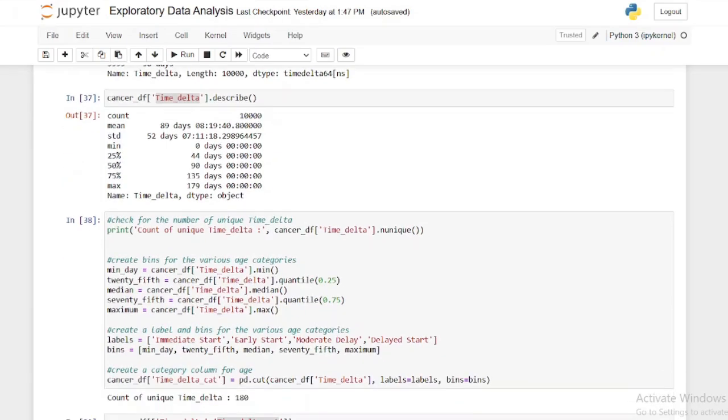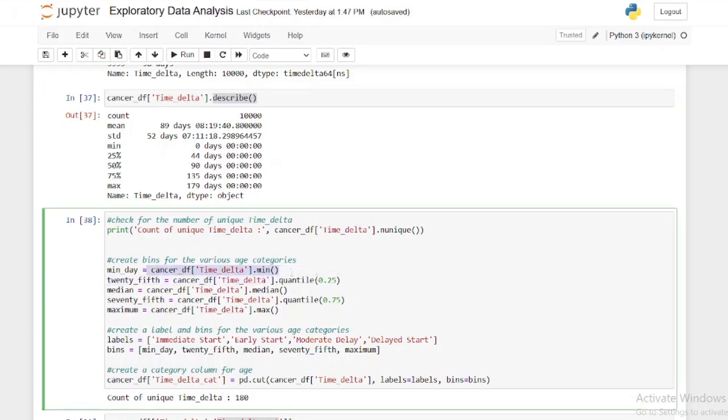To do this, we use the same process which we did earlier when we created our categorical age column. We created our bins using the mean value, our 25th quantile, our median value, the 75% quantile, and our maximum value, and we saved these as our bin names. With this, we'll be passing it inside a list, and also our labels. Remember I said that labels will be immediate starts, early starts, moderate delay, and delayed start.